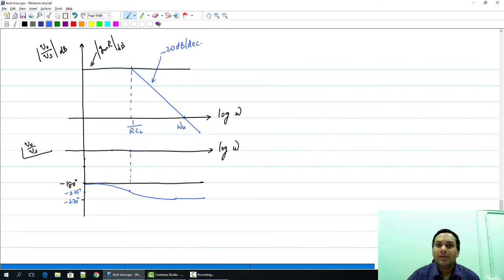Now as you can see, the phase response or the magnitude response looks nothing like the low frequency equivalent when you start increasing the frequency to really large values that are comparable or larger than 1 over RC2, which is the pole frequency of the system.